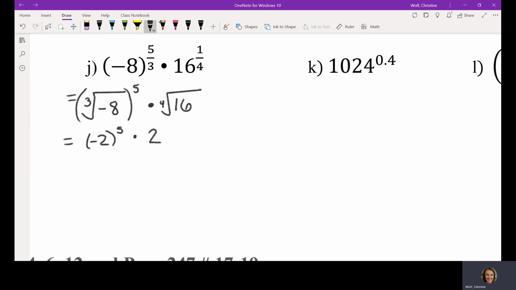We're not quite done. We still have to evaluate what -2 to the 5 is. So -2 times itself 5 times is 32. Now, is it -32 or +32? Negative, because if you have 5 negatives multiplied together, only 4 will cancel out. There will be 1 left over. And so the answer in the end is 32 times 2, 64, but it's of course negative.